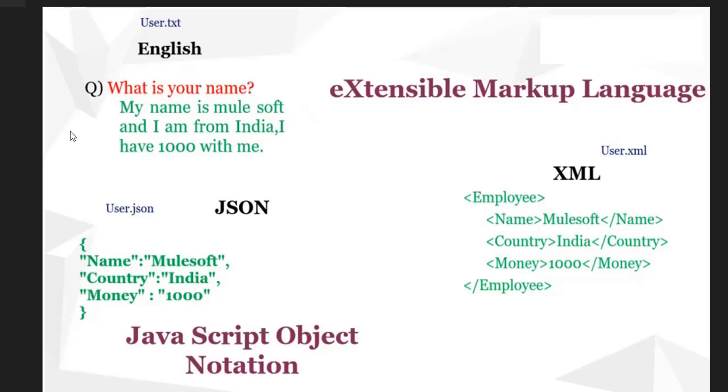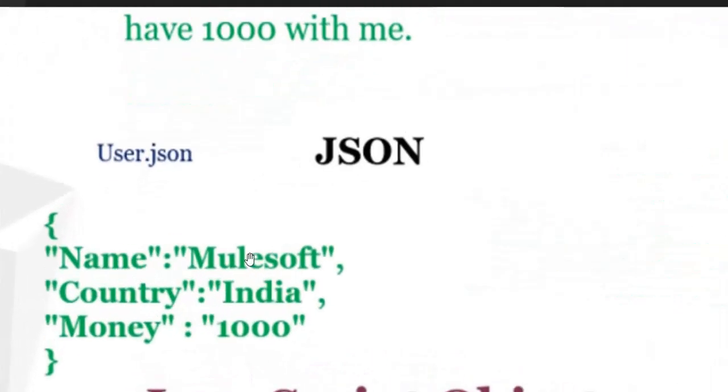So how can you represent the same details in JSON format? The same information is represented in JSON like this. This is nothing but key value pairs. This is the key, this is the value. It means question and answer, you can say. What is your name? Name: Mulesoft. Country: India. Money: 1,000.